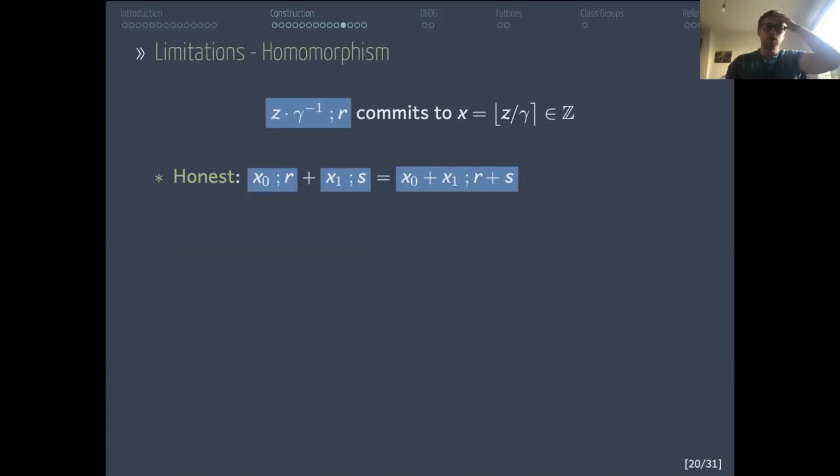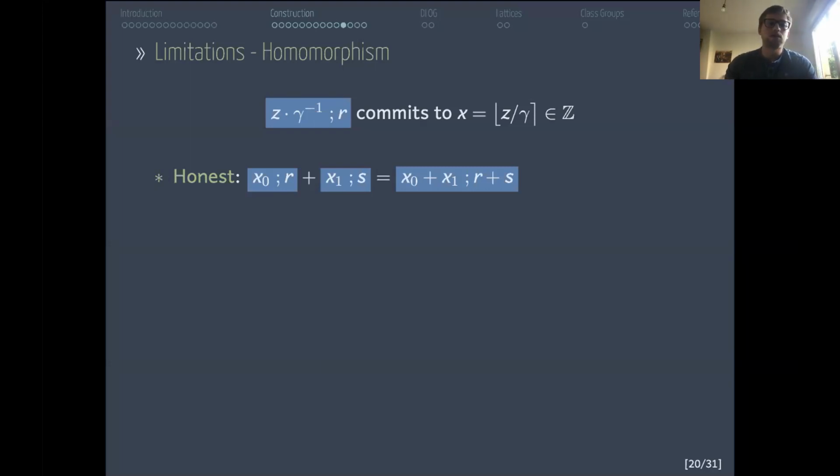Now I want to go into two limitations quickly. The first limitation is the homomorphism. I've already said that it has restricted homomorphic properties. Now I just want to get a bit more concrete. As a reminder, we have our commitment scheme, where in the original commitment we commit to z times gamma to the power of -1 mod q. And in the relaxed interpretation, it will be equal to x times z divided by gamma over the integers, rounded to the closest integer.